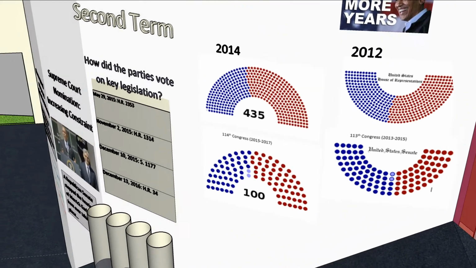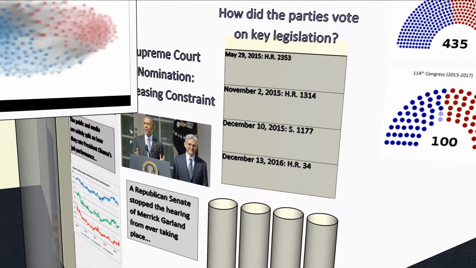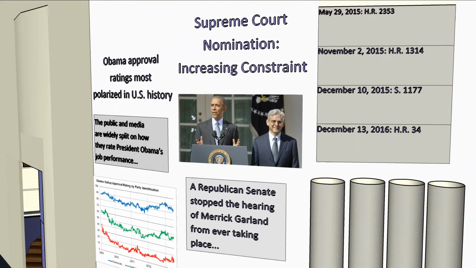In contrast to the Supreme Court nominations from the first term, the nomination of Merrick Garland was extremely heated and controversial. Republican obstruction actually stopped the hearing from ever taking place, which kept the position open until the next presidential election, allowing the Republican President Donald Trump to fill the seat. This case study provides an interesting example of how the changing party composition of Congress greatly influences the opportunities and constraints for the president's actions.